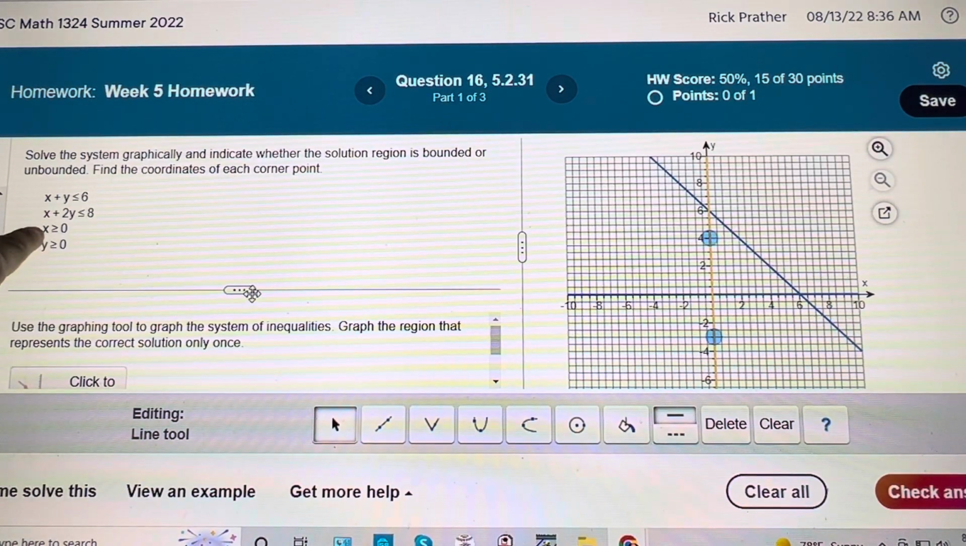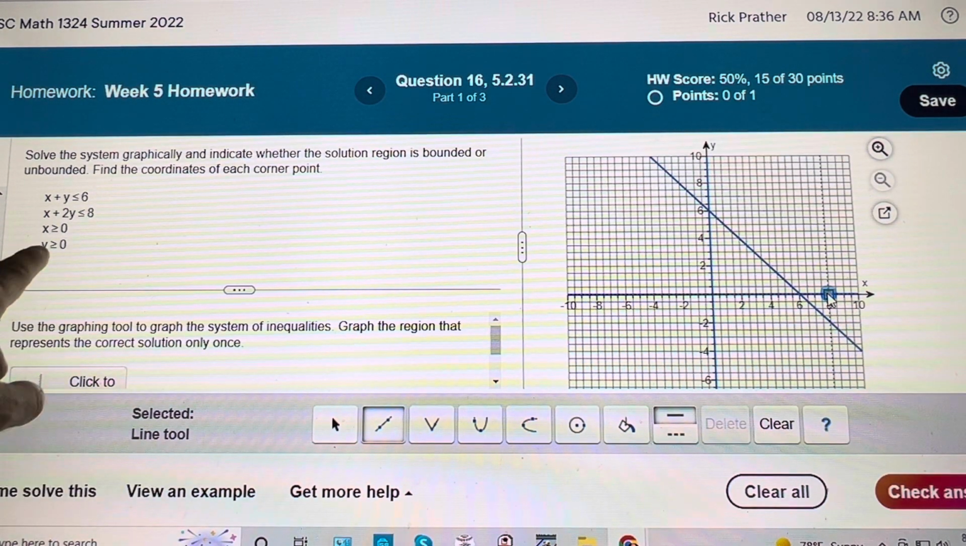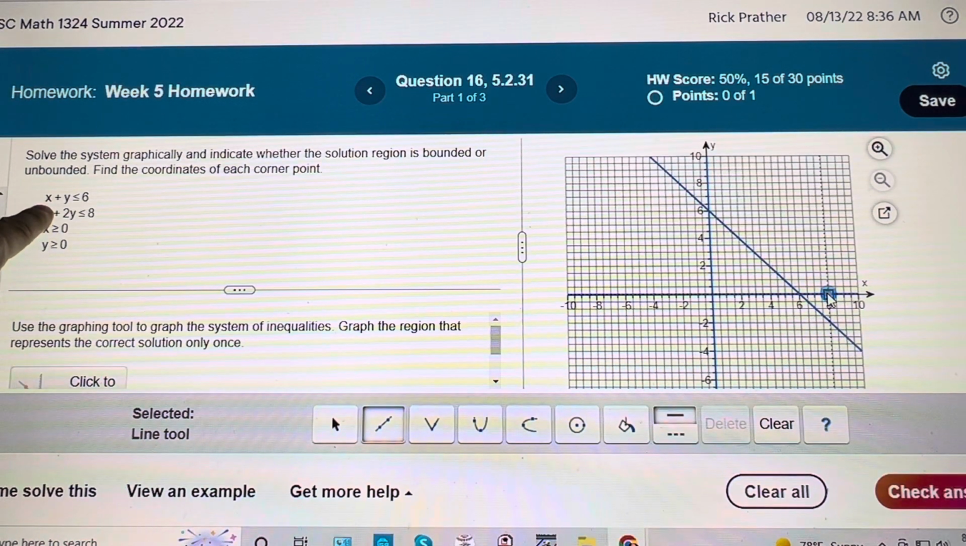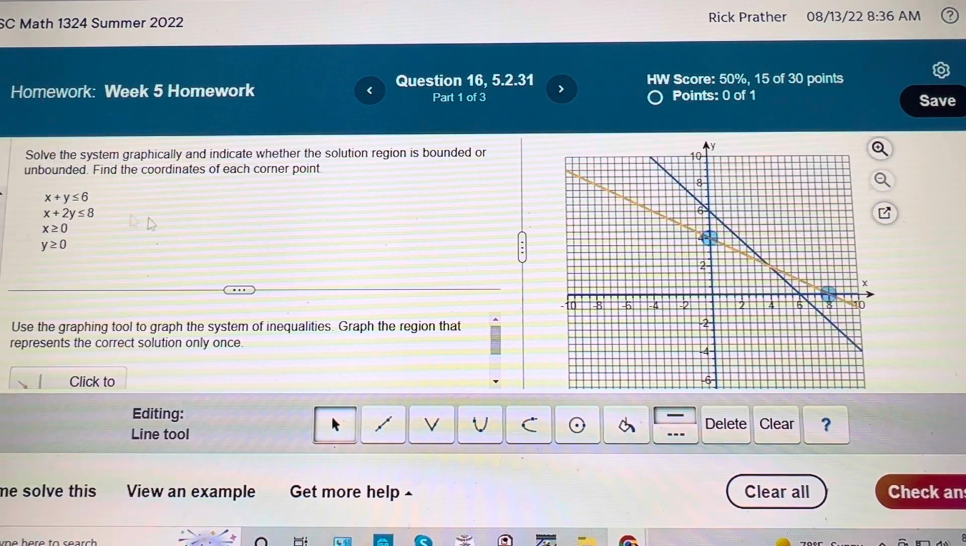And then you can do the same thing on this one. It's all positive. If you plug 0 in for y, x equals 8. If you plug 0 in for x, 2y equals 8, so y would be 4. And that one's less than or equal also. So we're trying to go below both of the diagonal lines and stay in the first quadrant. So the region is right there.